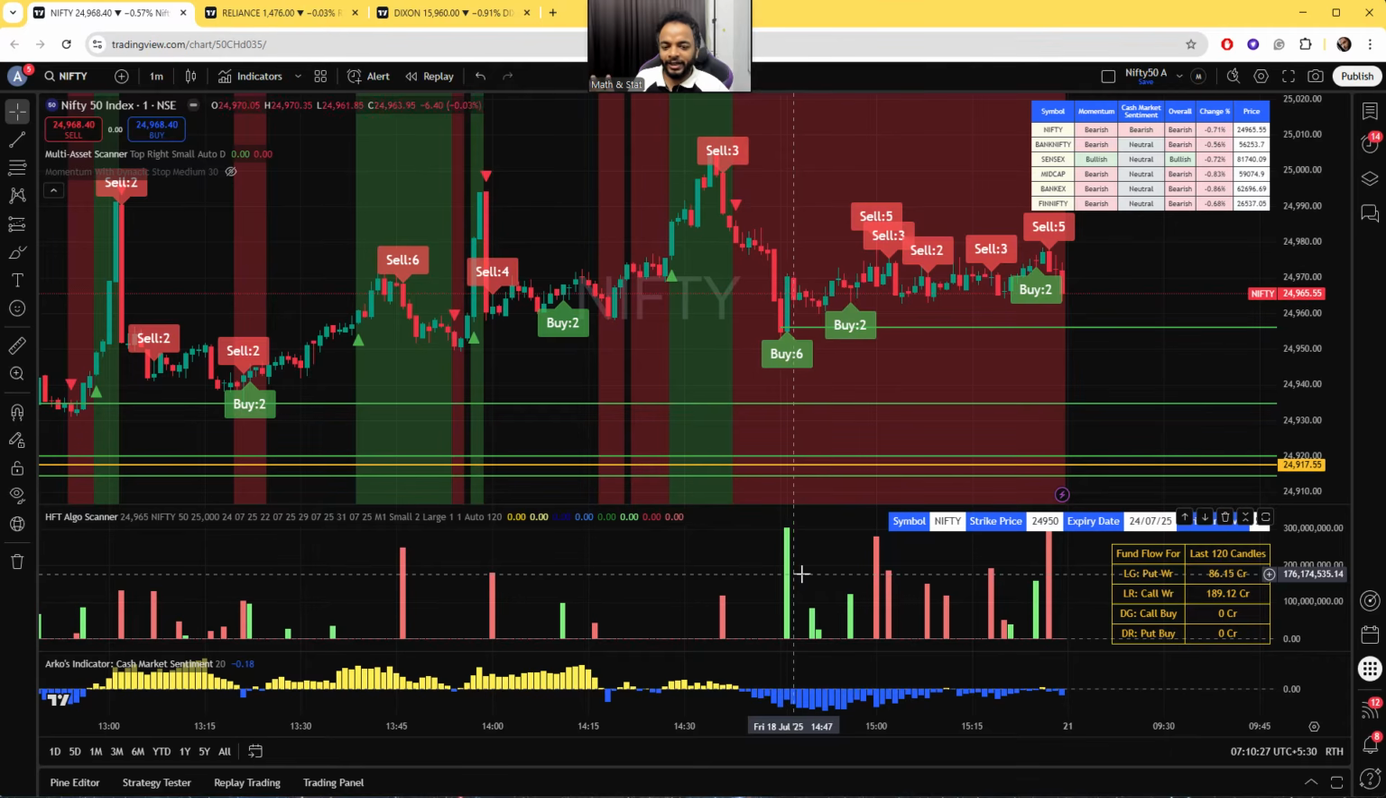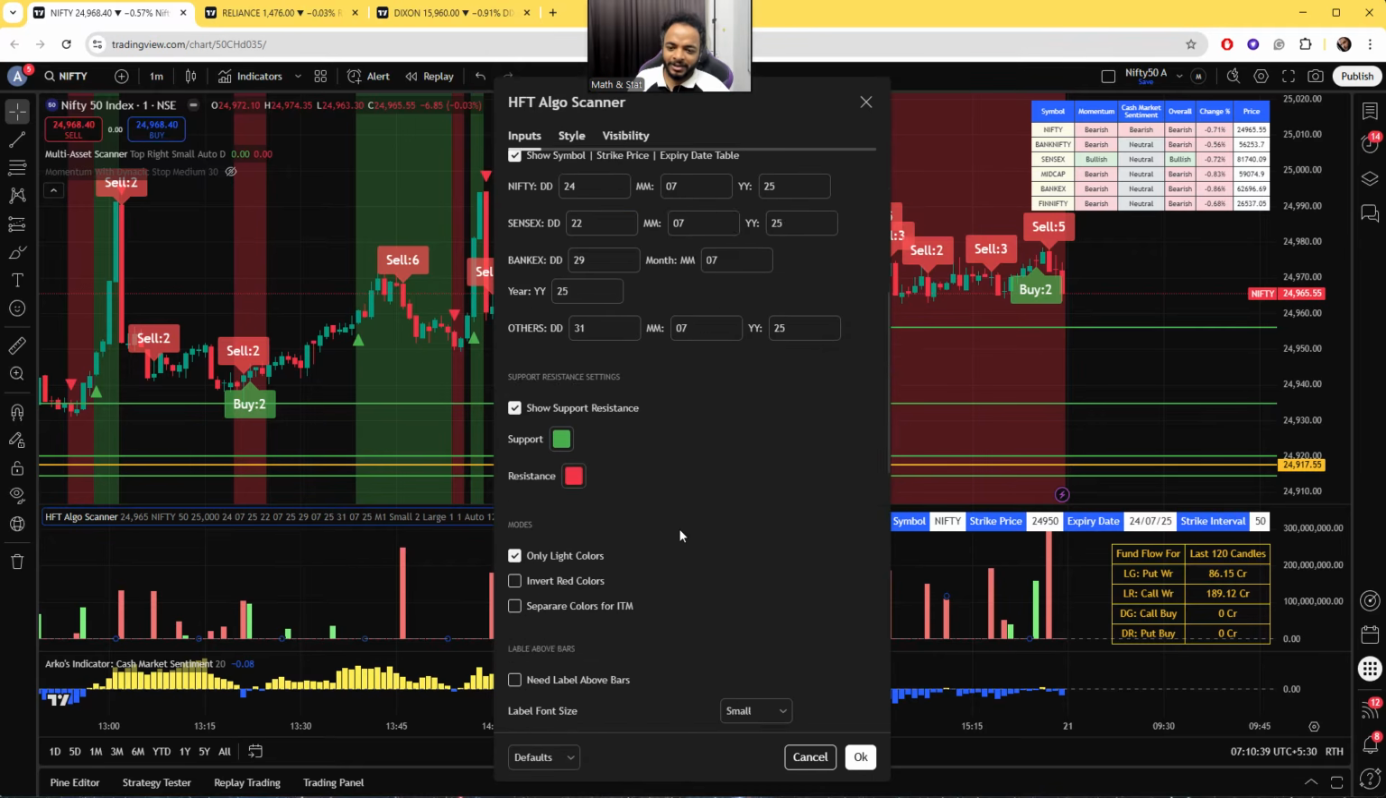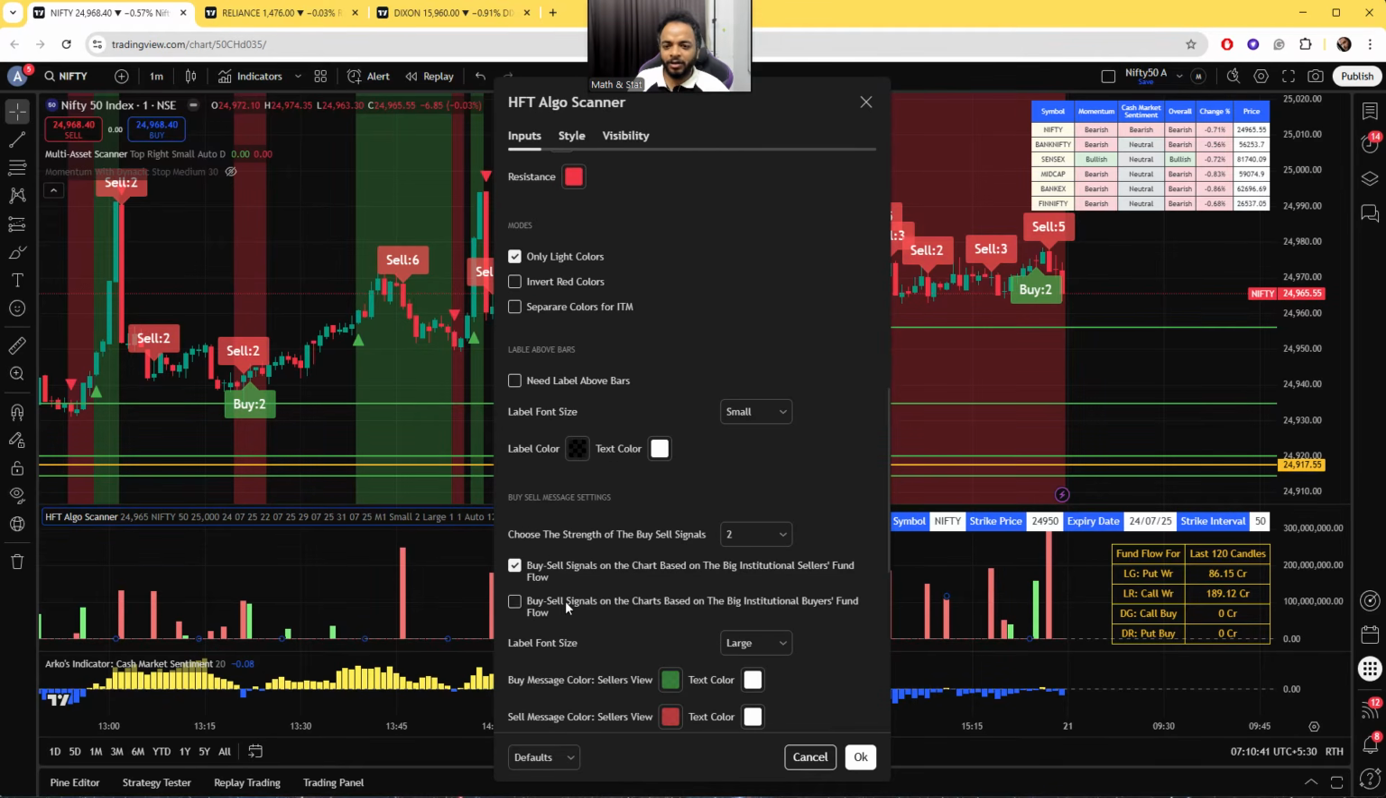So 30 cr of put writing happened here, 27.8 cr of call writing happened, and 18.6 cr of call writing happened. Now people said that we want something on the bars, but I tried my best, and this label is taking a lot of space. So I'll still try to shorten it up, but for now this is the solution we have here.